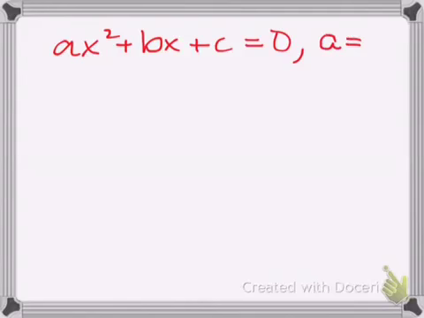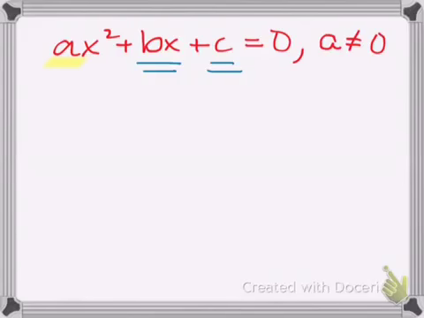A cannot equal 0, right? Because we have to have a square term in order to be considered a quadratic equation. So this a term has to be there. It can be 1, it can be negative, it can be a fraction. It can be anything, but it can't be 0. Because if it is 0, then we would just be left with bx plus c, which is a linear expression and not a quadratic expression.